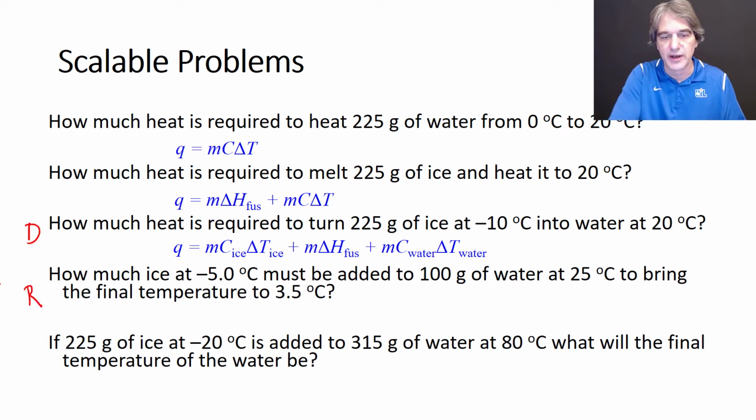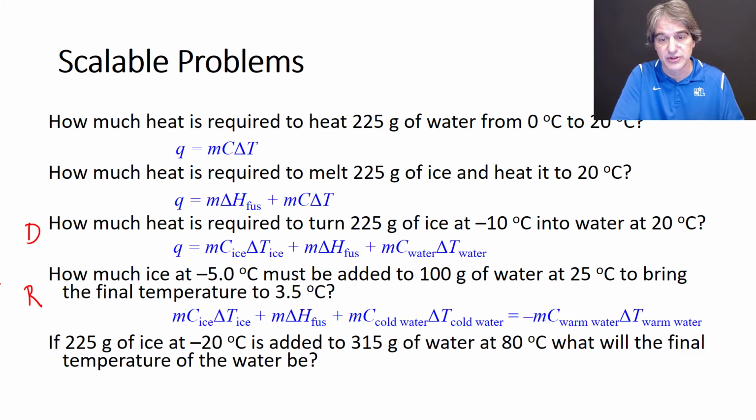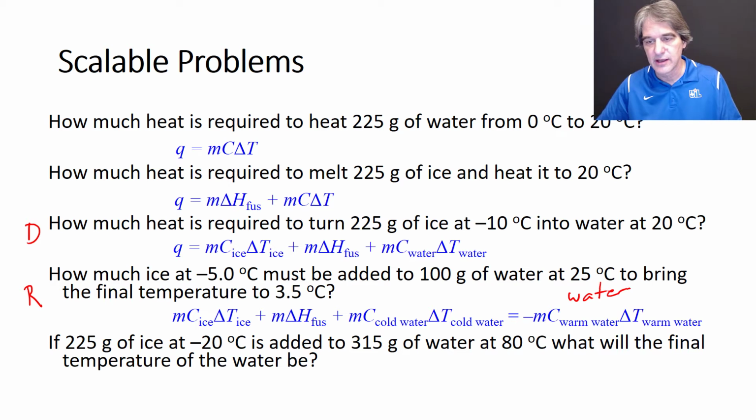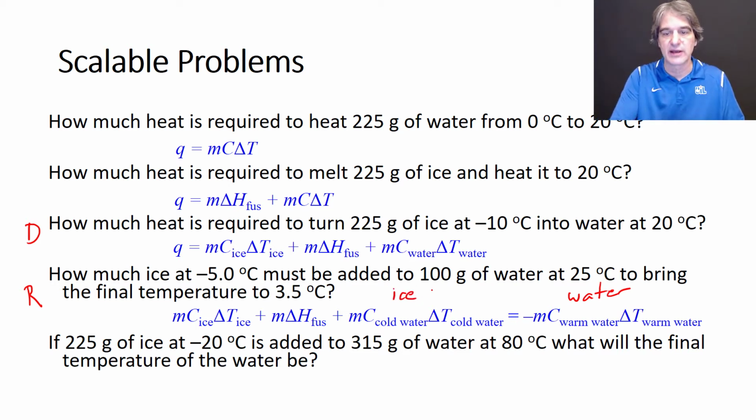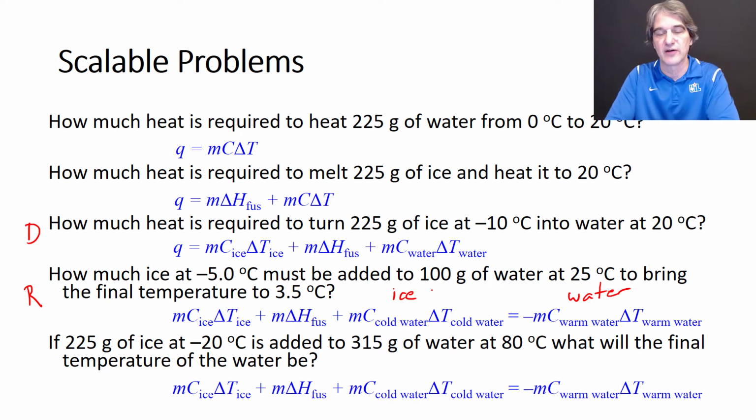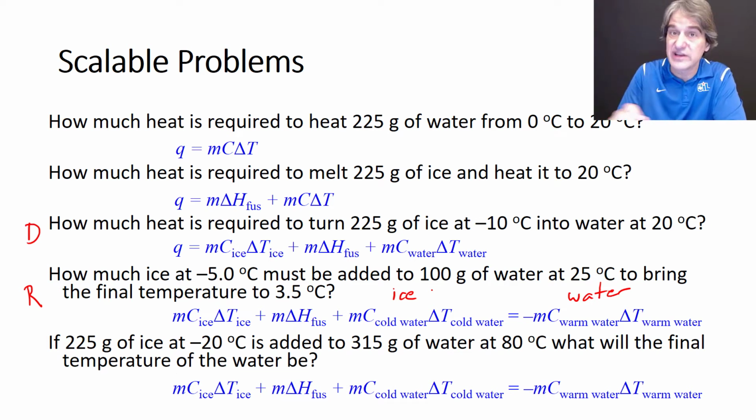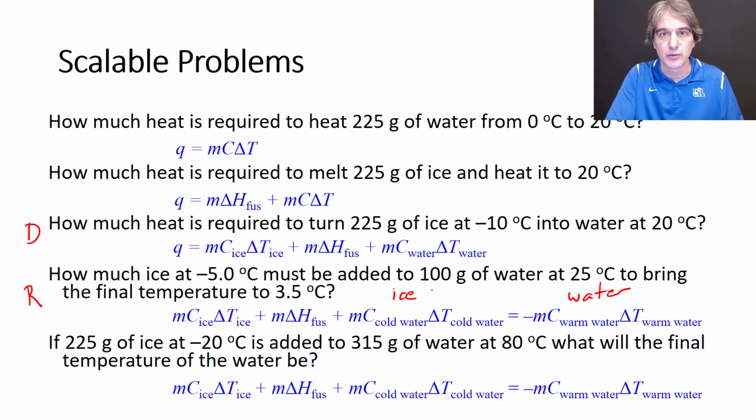Here's the regional one. How much ice, if it's -5 Celsius, do you have to add to 100 grams of water to bring the final temperature up? Now you've got two sides of the equation. You've got your water on this side and your ice on this side. So you've got to warm up the ice, melt the ice, and then warm up the water from the frozen ice. This last question, you're going to be using the same equation to solve that, but this time you're solving for T final, which makes it harder because T final appears on both sides of the equation, and that means the algebra is a little more involved.